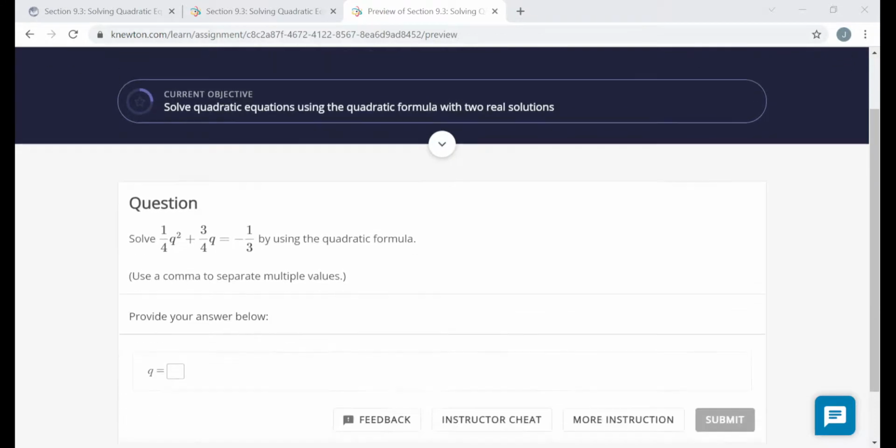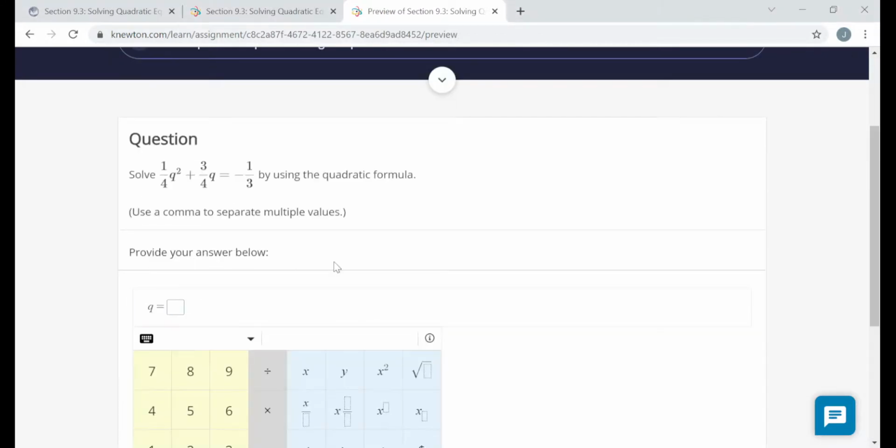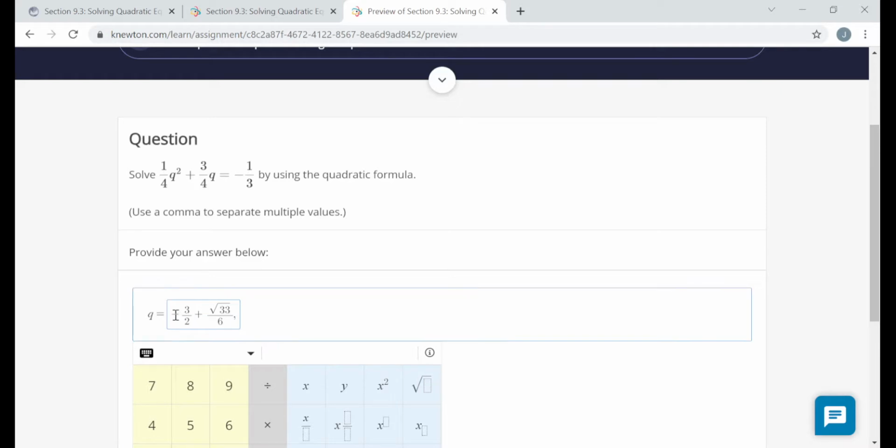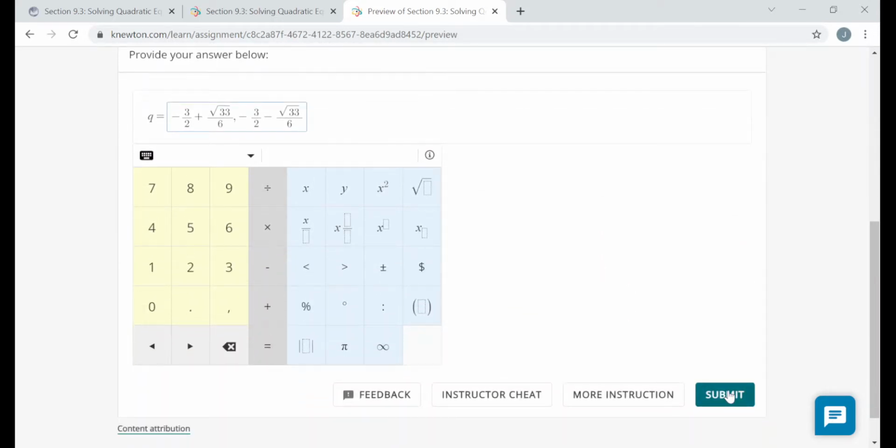All right, so one solution was negative 3 halves plus the square root of 33, and that square root of 33 is being divided by 6. All right, then a comma. I'm just going to copy and paste this and change the plus to a minus. Negative 3 halves minus the square root of 33 divided by 6.